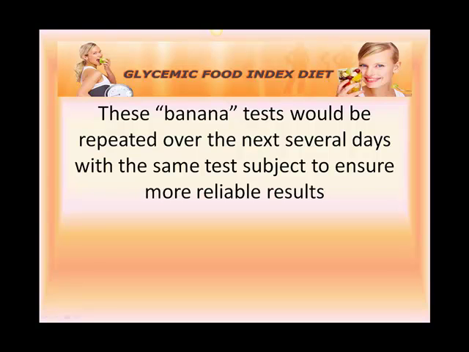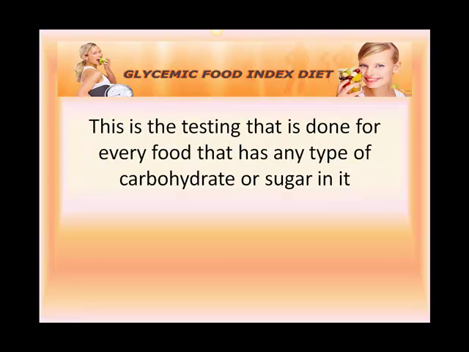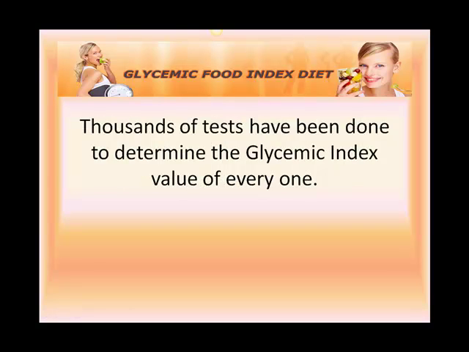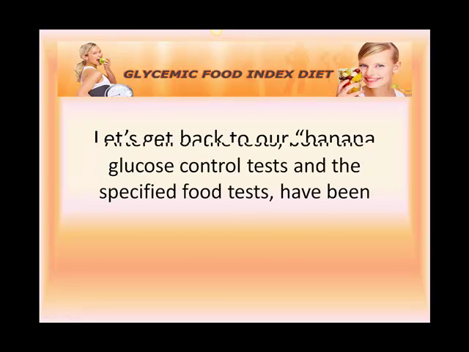These banana tests would be repeated over the next several days with the same test subject to ensure more reliable results. Now, imagine the same testing process with bananas being repeated over and over again with many different test subjects. This is the testing that is done for every food that has any type of carbohydrate or sugar in it. Thousands of tests have been done to determine the glycemic index value of every one. Let's get back to our banana test.